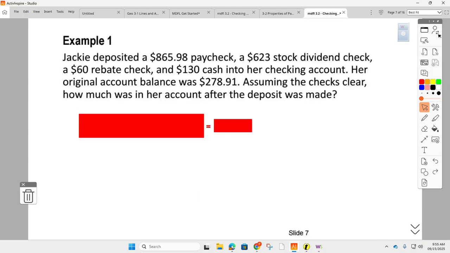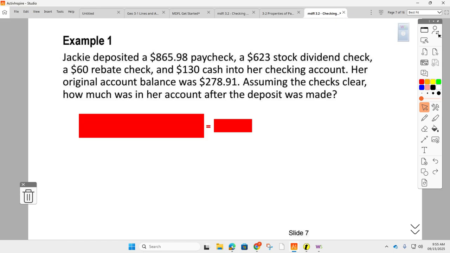Okay. Debits are deductions. Credits are additions to your account. The question here says to find out how much was in her account after a deposit was made. So in order to find out how much is in her account after the deposit, we have to know how much money she starts with. So they call that the beginning balance, right?